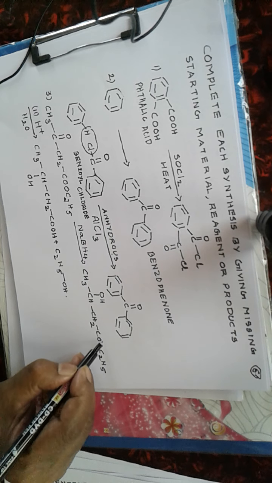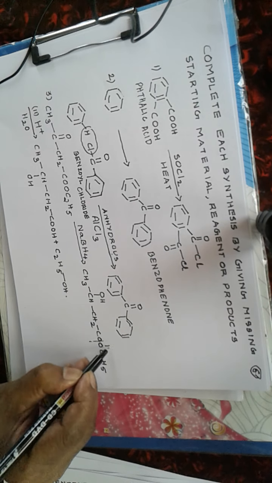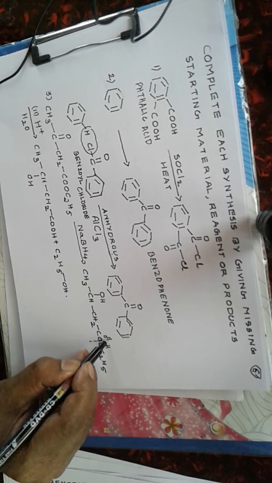Now this compound is given, it's a ketoester, and sodium borohydride, a mild reducing agent, will reduce CO group to CHOH, and it will not affect the COOH group. So we get this product, which on hydrolysis the compound breaks here and the HOH addition occurs, so that we get CH3CHOHCH2COOH and C2H5OH.